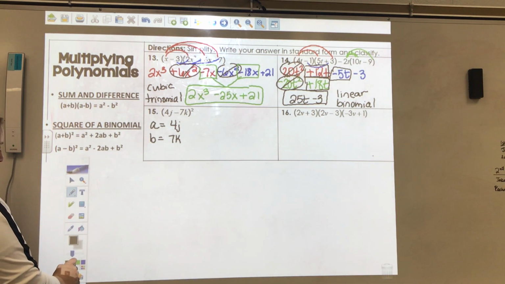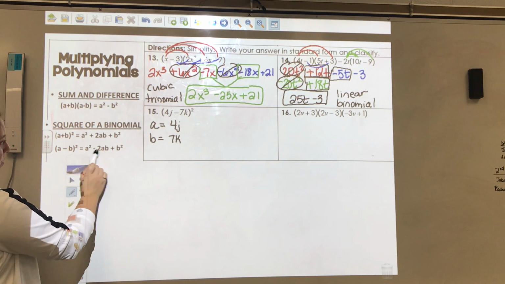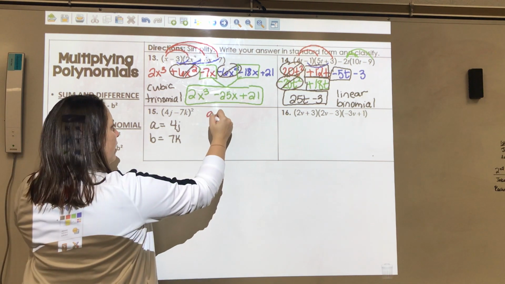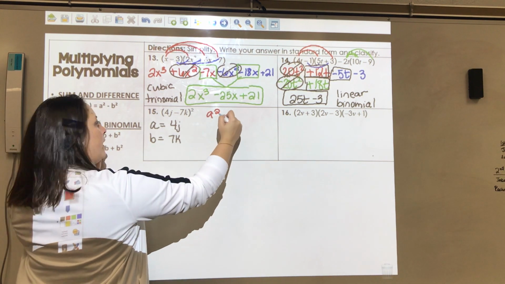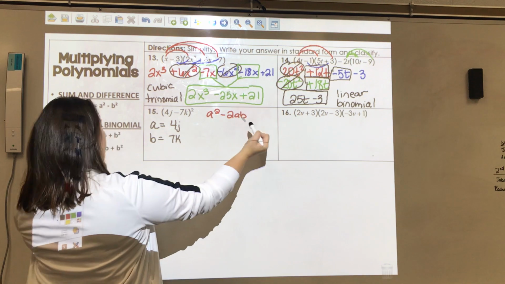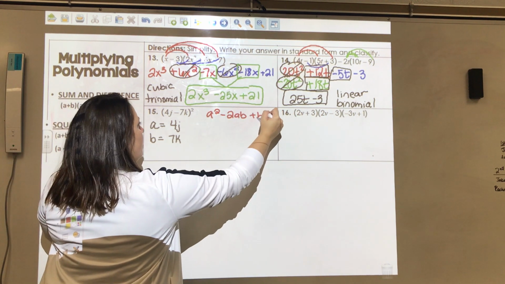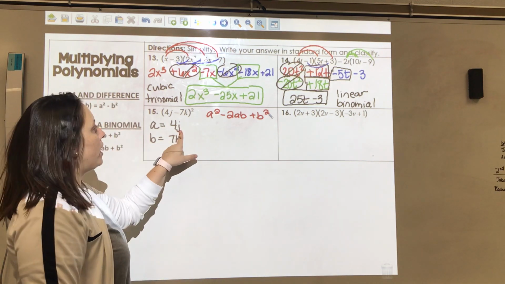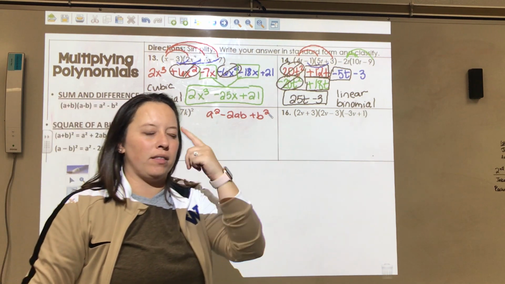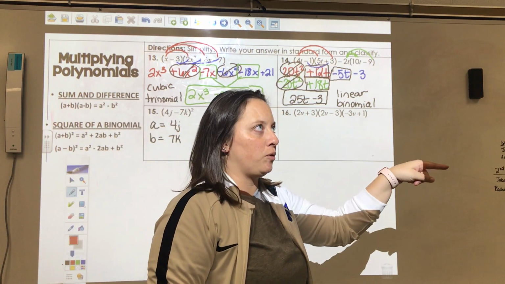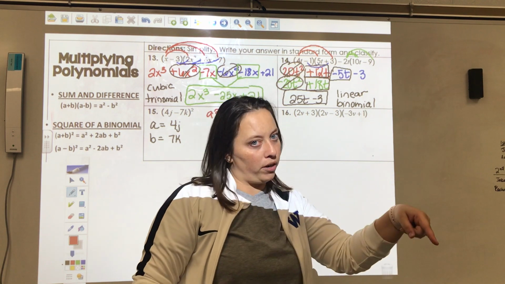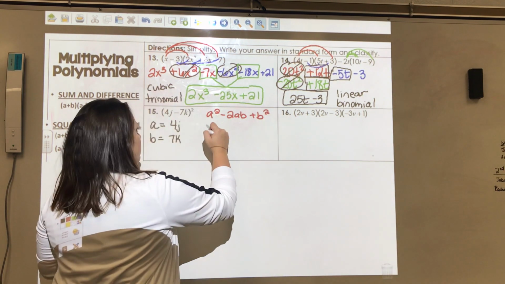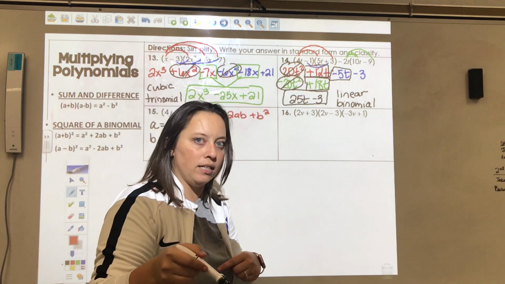So let me write the equation that we're using, this right here. I'm going to write that down. A squared minus 2ab plus b squared. Okay, so it's telling me to square the a. Well, 4j squared is 4j times 4j. Think of it in your head. 4j times 4j. 4 times 4 is 16. j times j is j squared.